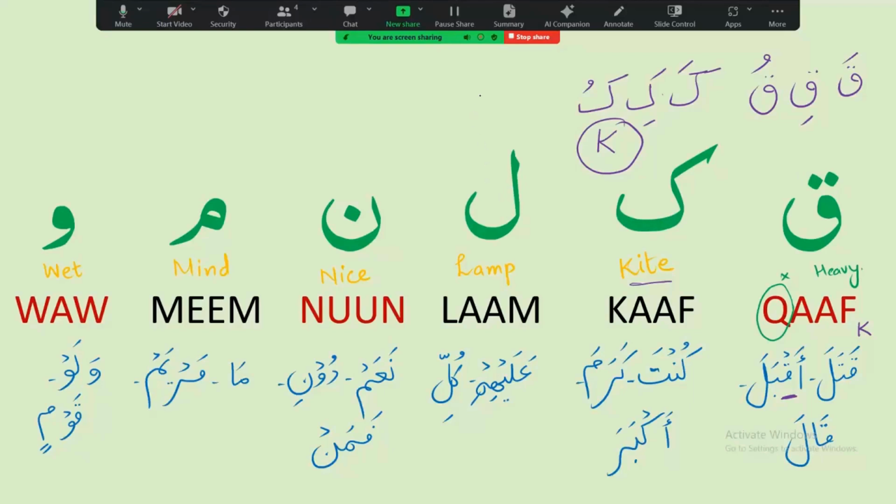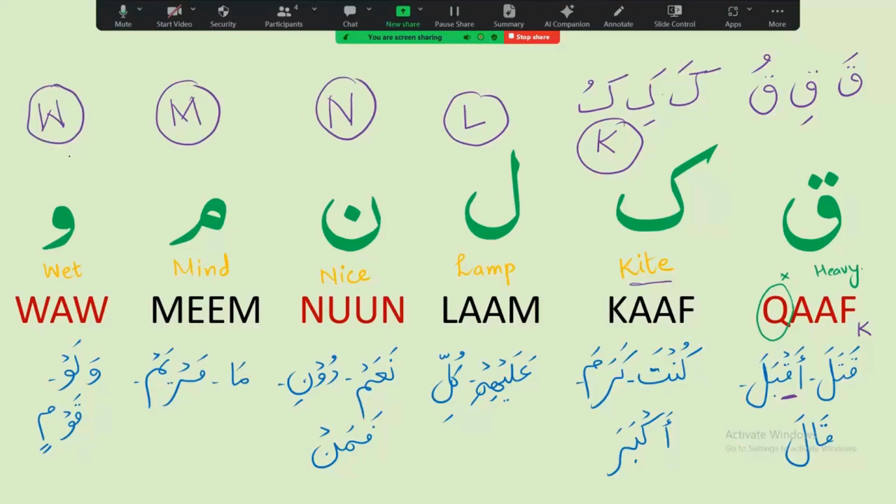So the next letter for today will be lam. This has a similar sound to the L of English. Then we have noon, then we have meem, and the last one will be waw. I've mentioned all of their sounds. They are similar to W. This is similar to M. This is like N, and this is like L of English.